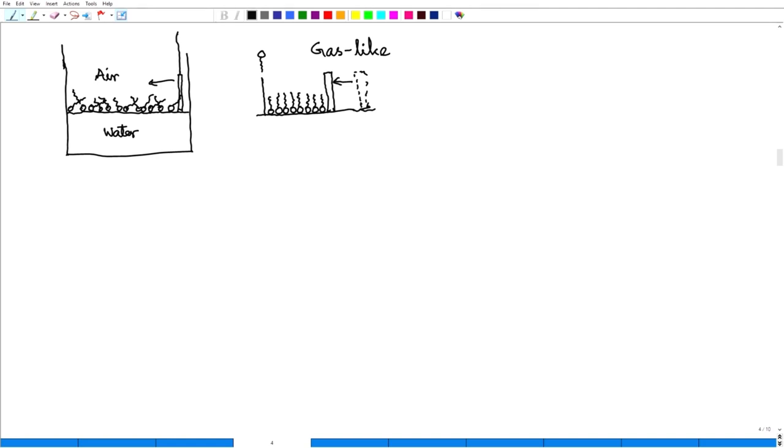So now, this was gas-like. Because of this movement, this has some sort of regularity. If you agree with me, this has some sort of regular arrangement of amphiphiles. So when it is more regular amphiphile, then what will happen? It is liquid-like. Okay.